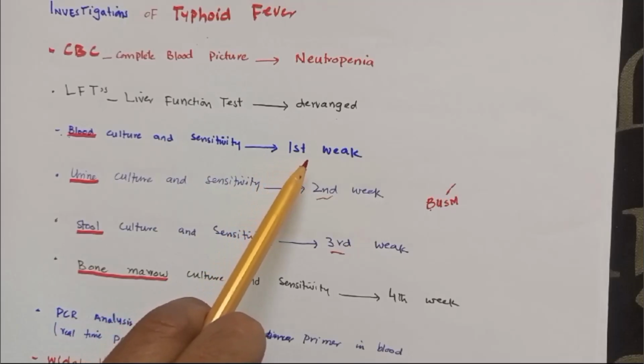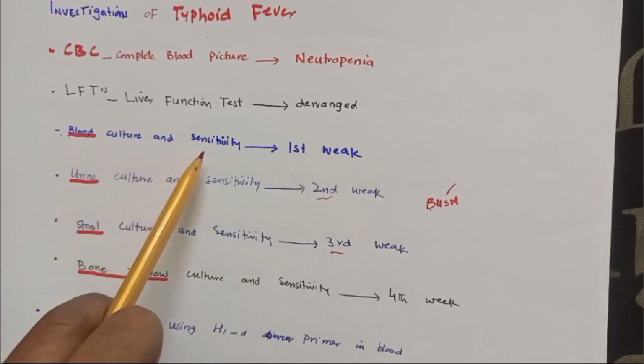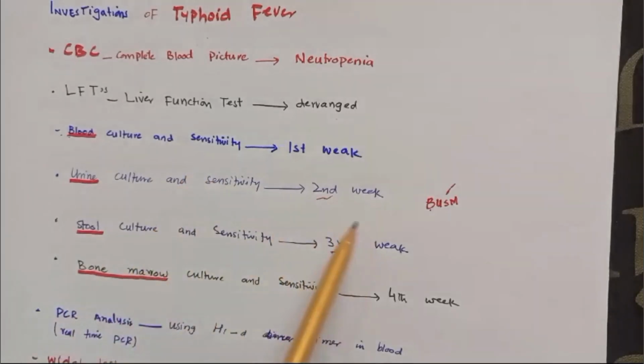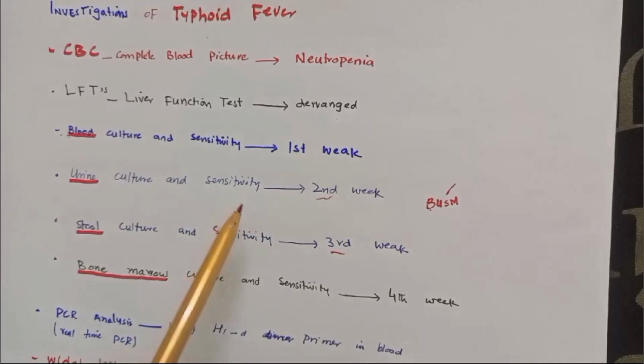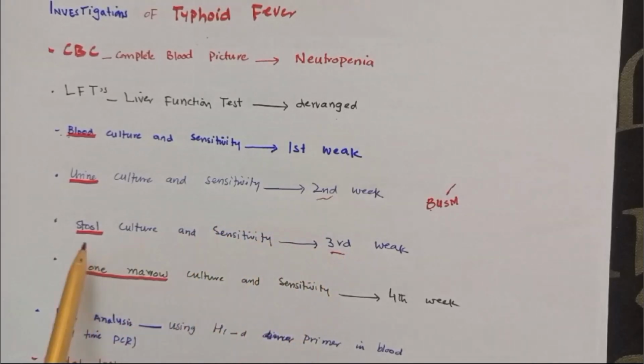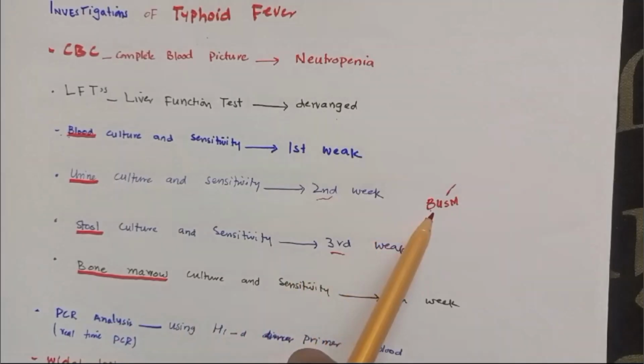In the first week of the disease, we do the blood culture and sensitivity test. In the second week of the disease, we do urine culture and sensitivity test. And in the third week of the disease, we do stool culture and sensitivity test. And in the fourth week of the disease, we do the bone marrow culture and sensitivity test.